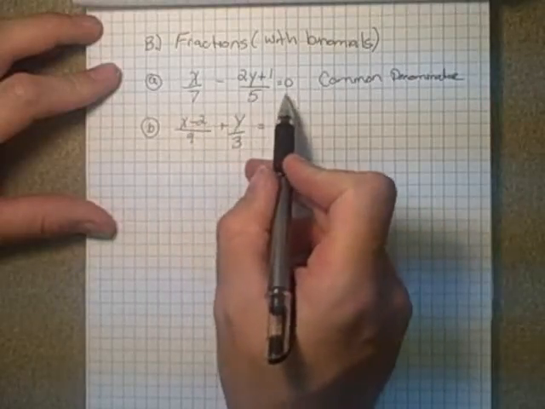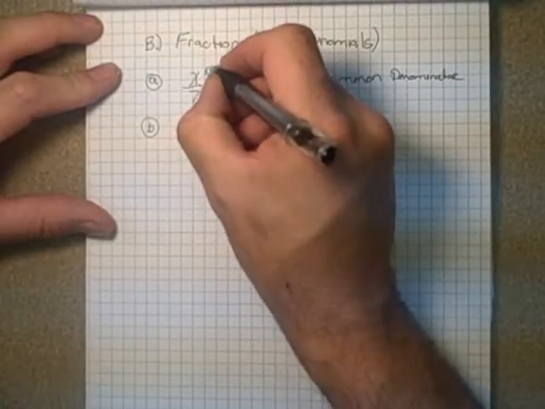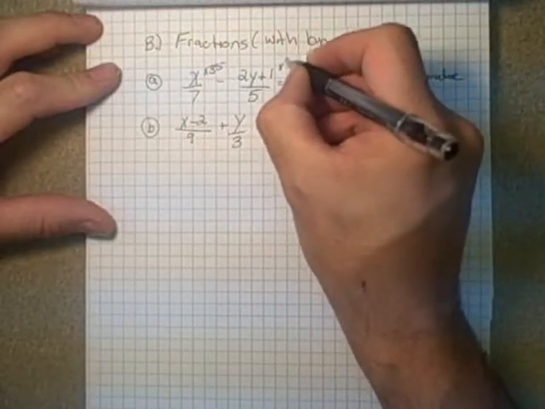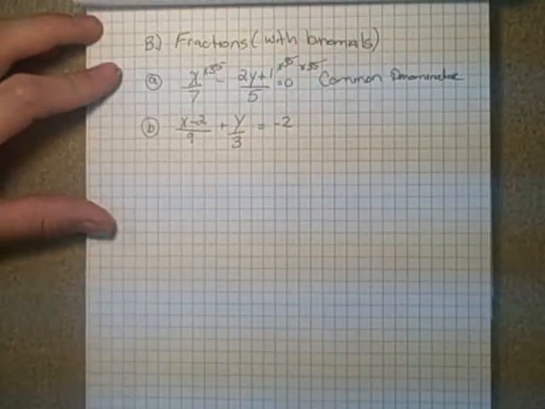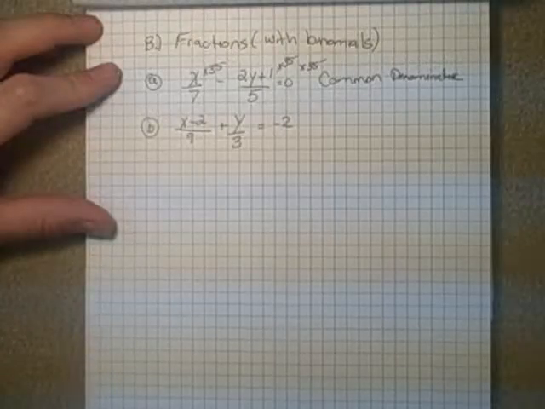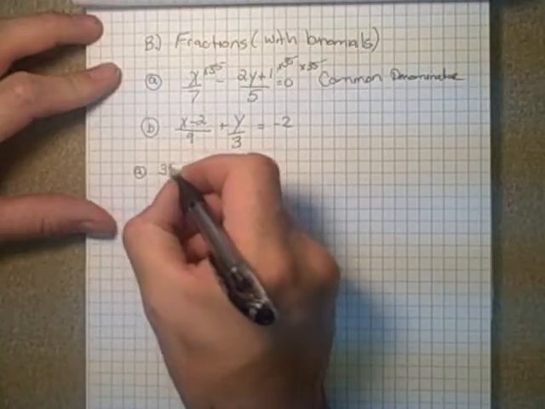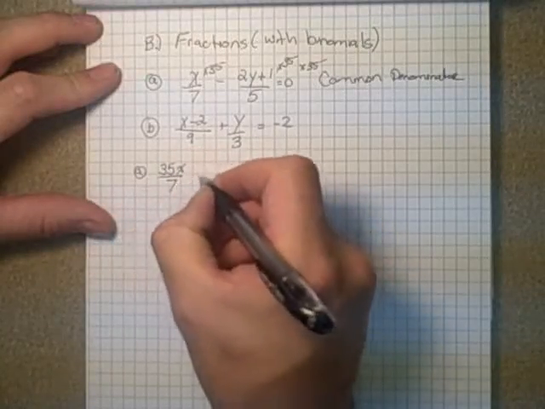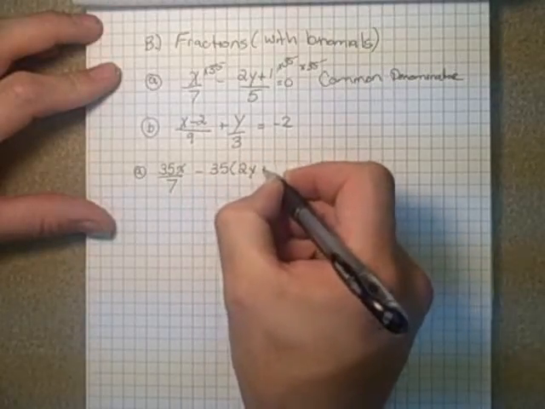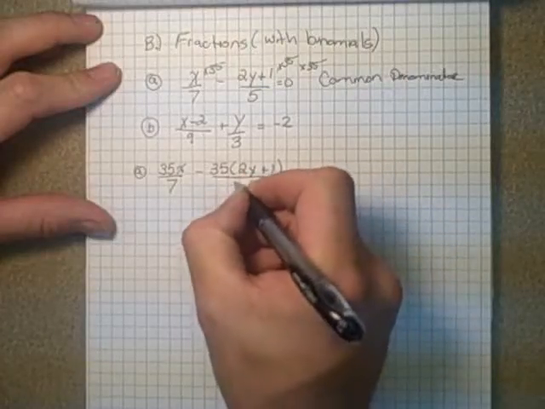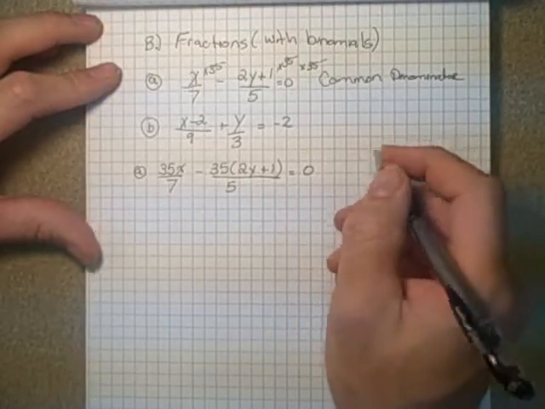So 7 and 5 and a 0. So 7 and 5 would have a common denominator of 35. And you have to be careful in this case. When you multiply by the 35 with this binomial expression, you have to put that binomial expression into brackets when you're multiplying through. So this would become, for A, 35x over 7, subtract 35 times the binomial expression, 2y plus 1 in brackets, all over 5. And we can reduce there later, and 0 times 35 is still 0.